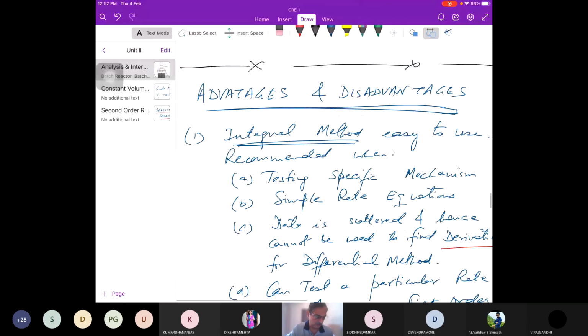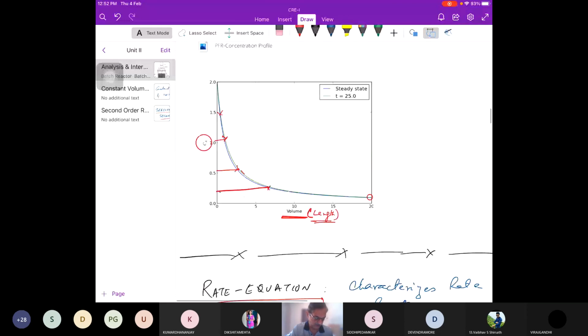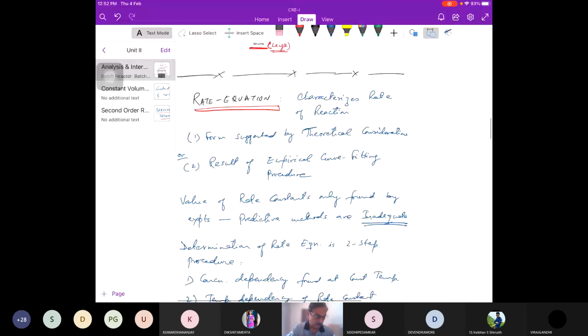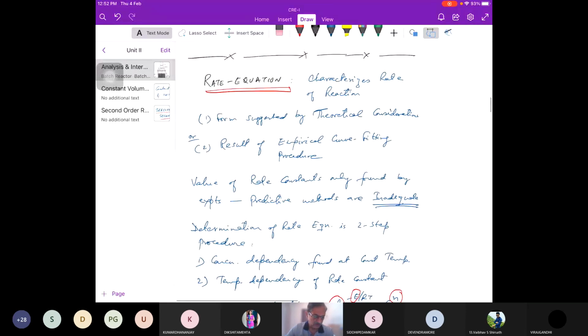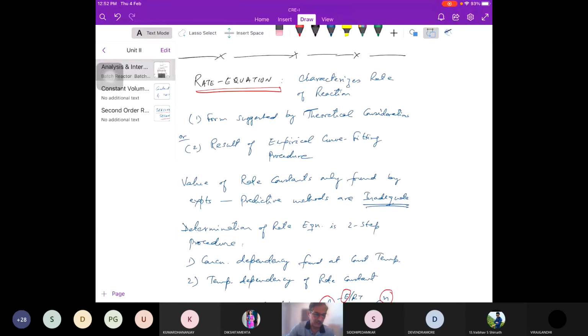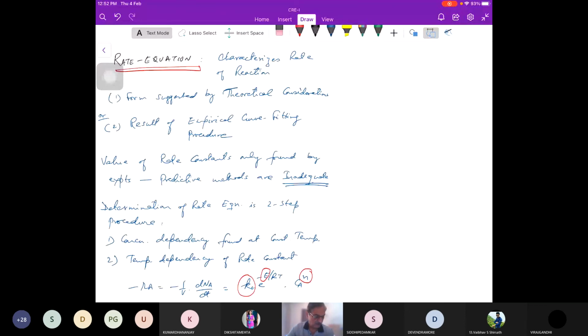Okay. So you have seen all the types of reactors. Let's see now the rate equation. Right? So it characterizes the rate of reaction. Form suggested by theoretical considerations.